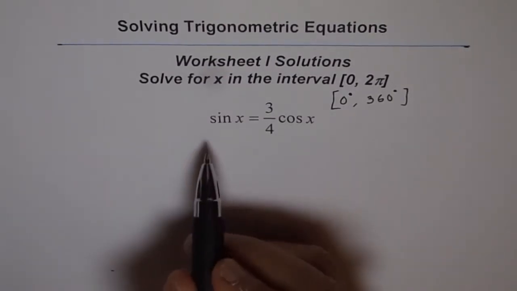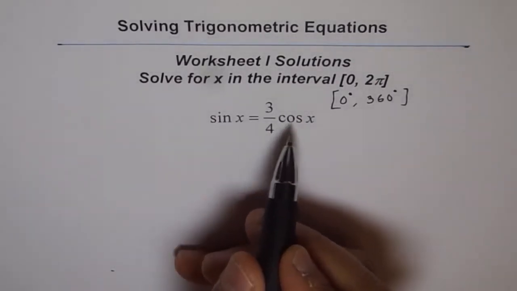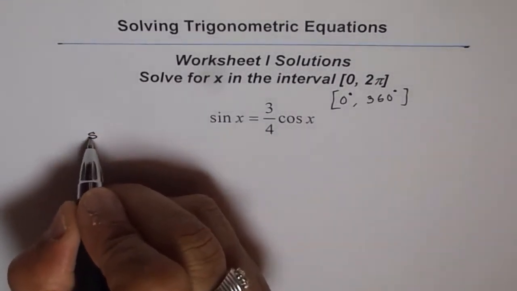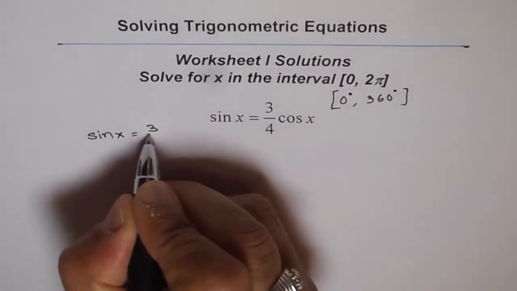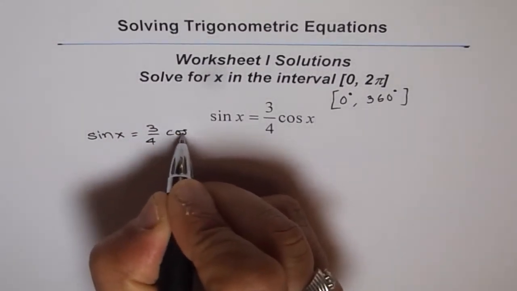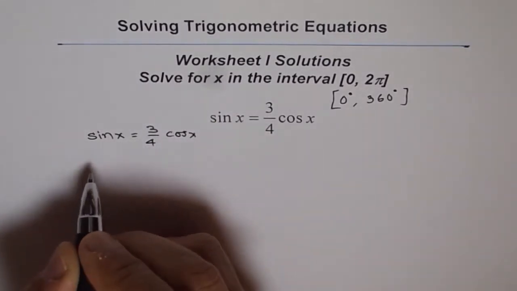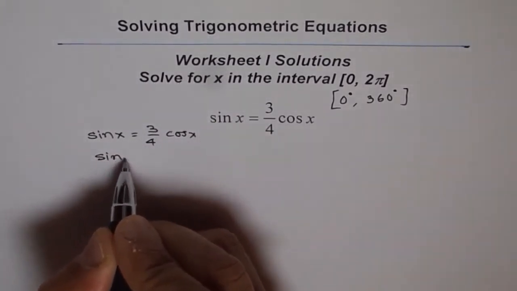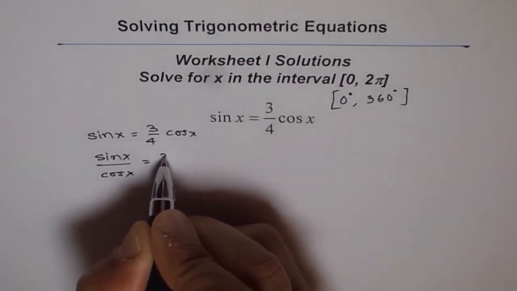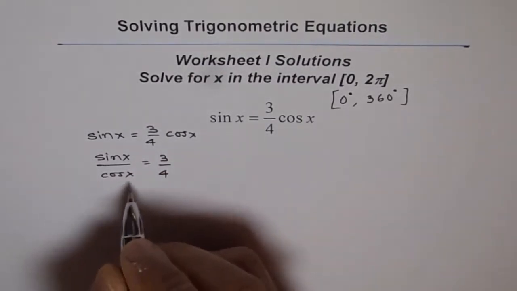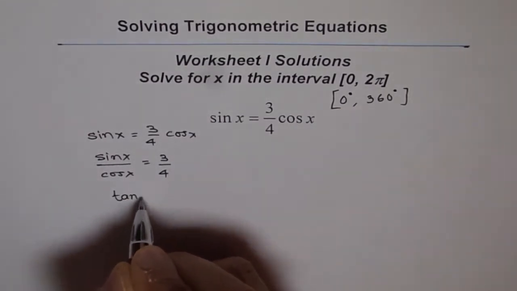Now the equation given to us is sin x equals 3 over 4 cos x. Let's solve this equation. Sin x equals 3 over 4 cos x, right? So we can divide by cos x and say sin x over cos x equals 3 over 4, correct? That is tan x equals 3 over 4.